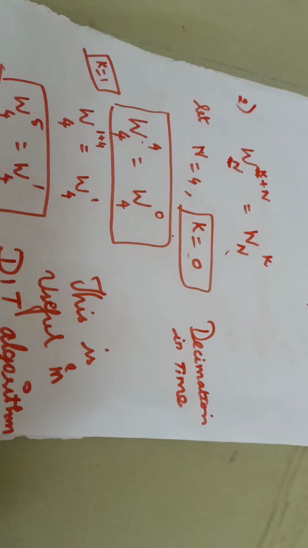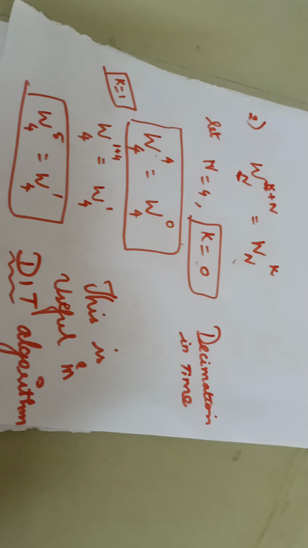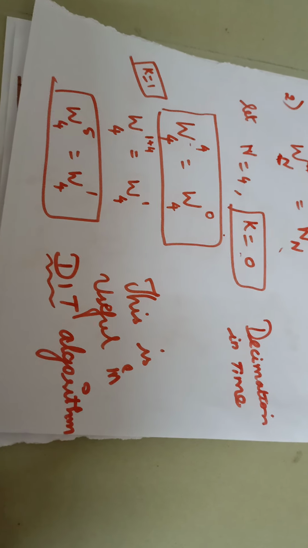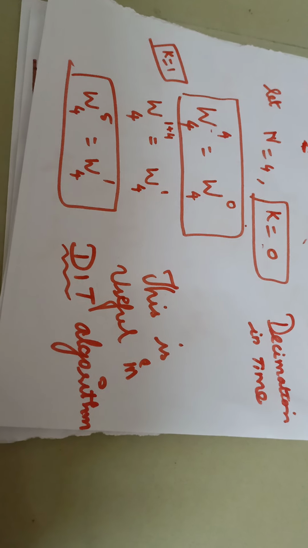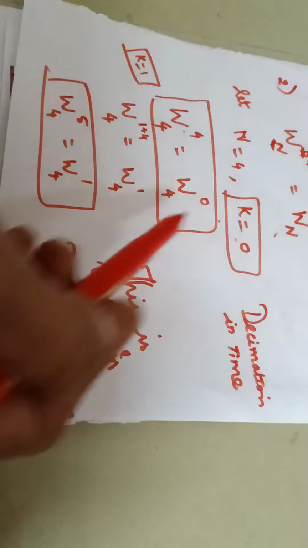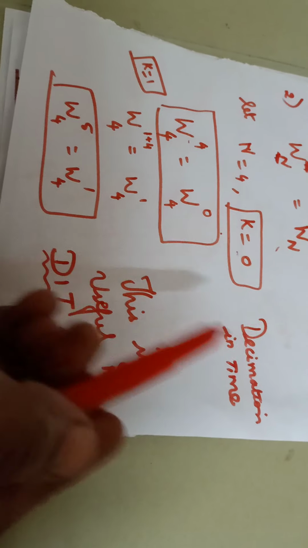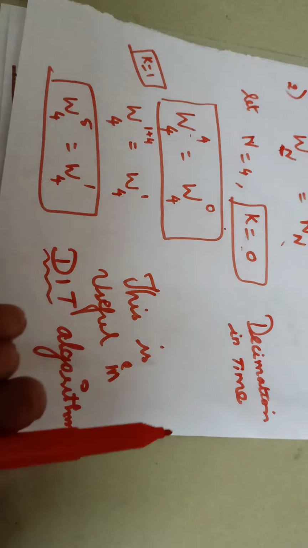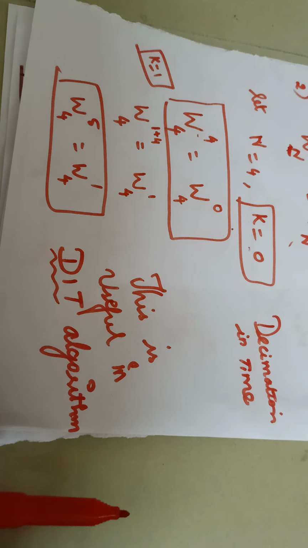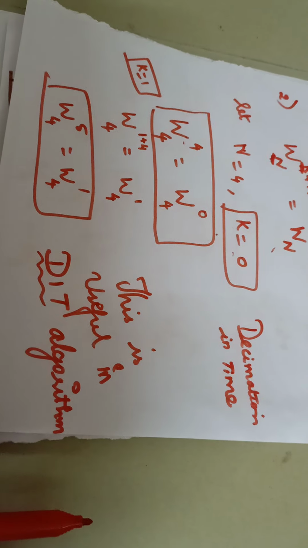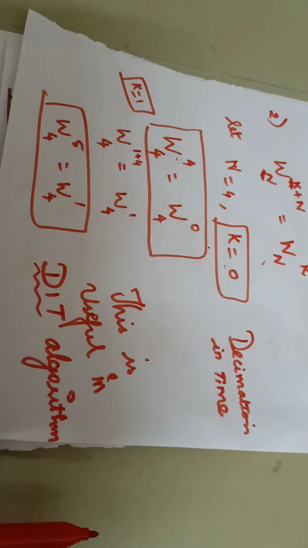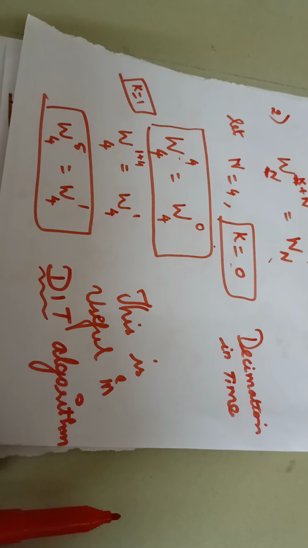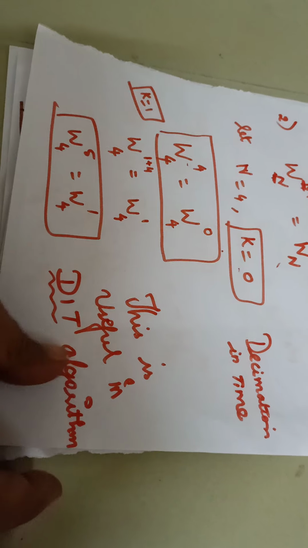We will be using this concept when, for example, the n value is 16 or 8. It will be useful for repeating terms. That detailing we will be learning in the algorithms also. So we'll see all those in detail in the next class. So that's all about the properties of twiddle factor and the concept of twiddle factor. Thank you.